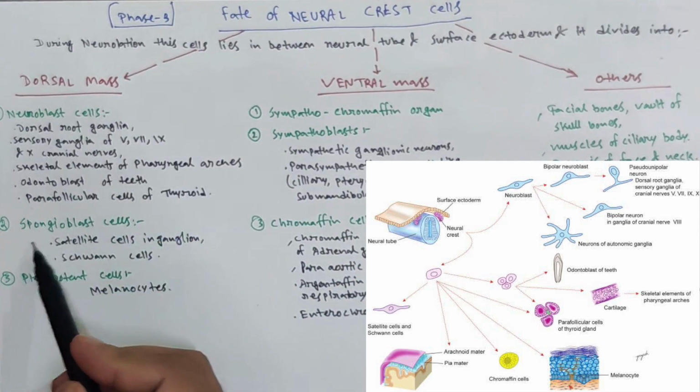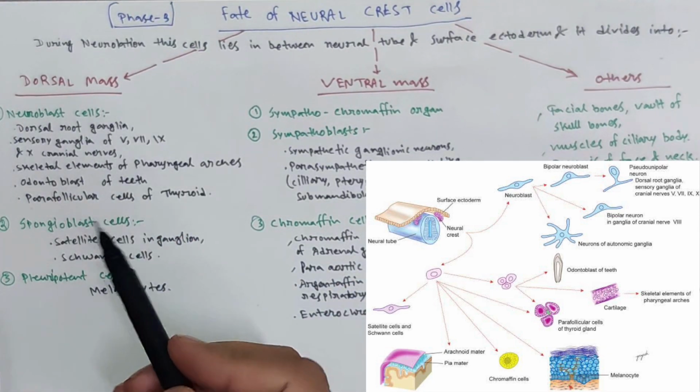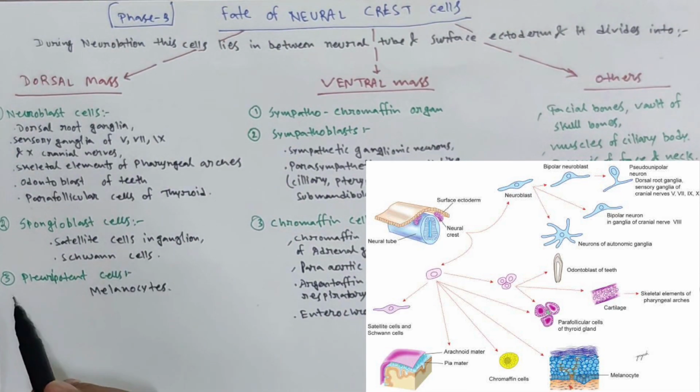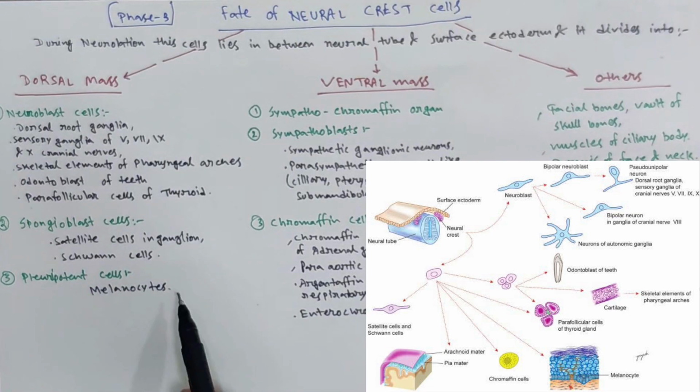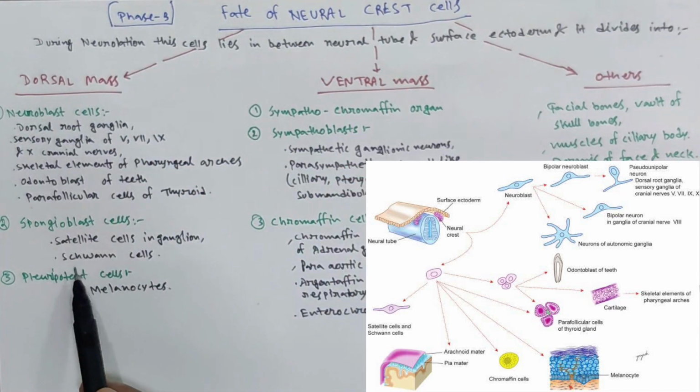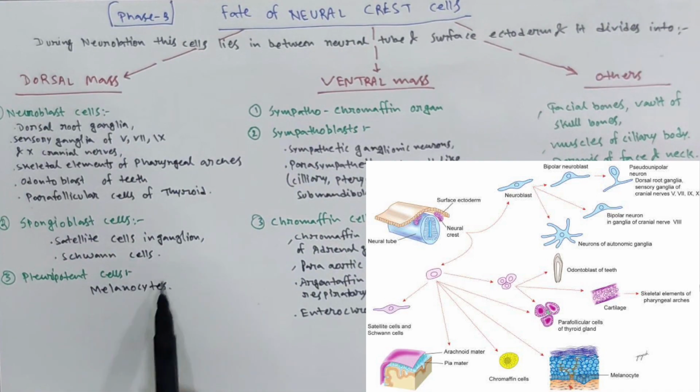Now secondly, it forms the spongioblast cells. It forms the satellite cells of ganglion and Schwann cells, pluripotent cells, melanocytes. Okay. About all these topics I told you in my earlier anatomy videos, except this Schwann cell and melanocyte, which I will talk about in my physiology and biochemistry chapter, not here.